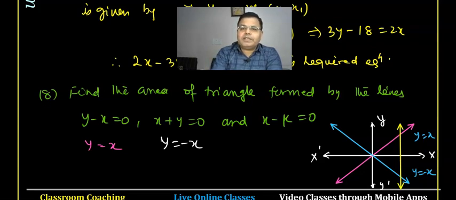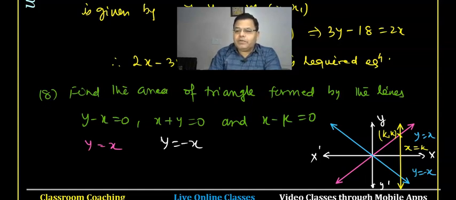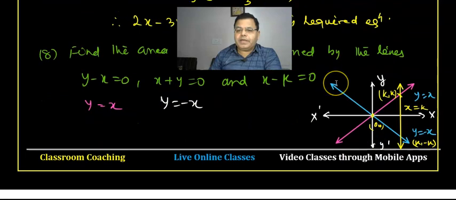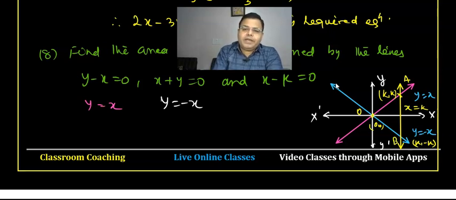So what will the points of intersection be? When x equals k, y equals k, so the point of intersection is k comma k. If x equals k, y equals minus k, so k comma minus k is this point, and this point is 0, 0, the origin. So there are three points, and we have to find the area of the triangle. Say these are O, A and B.